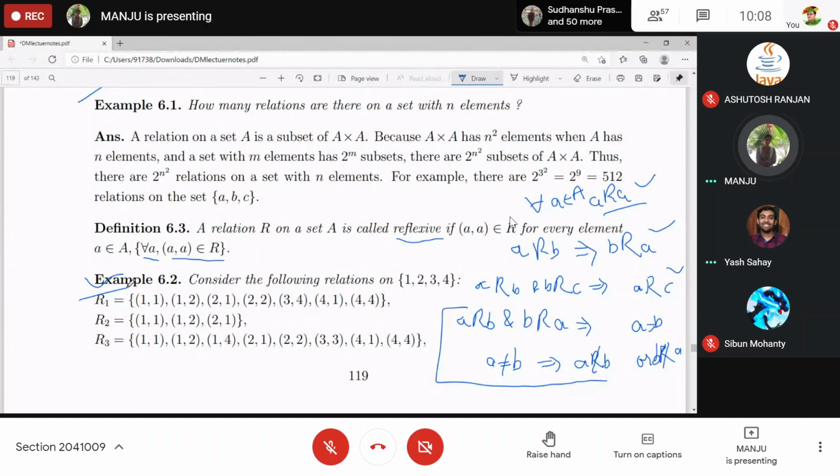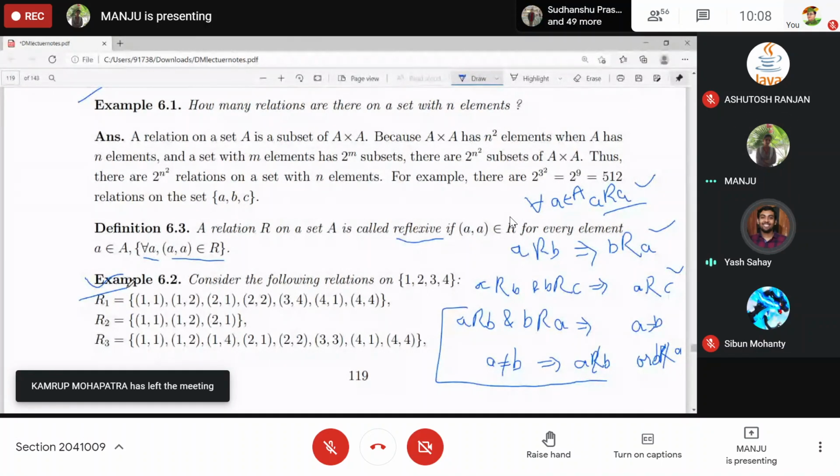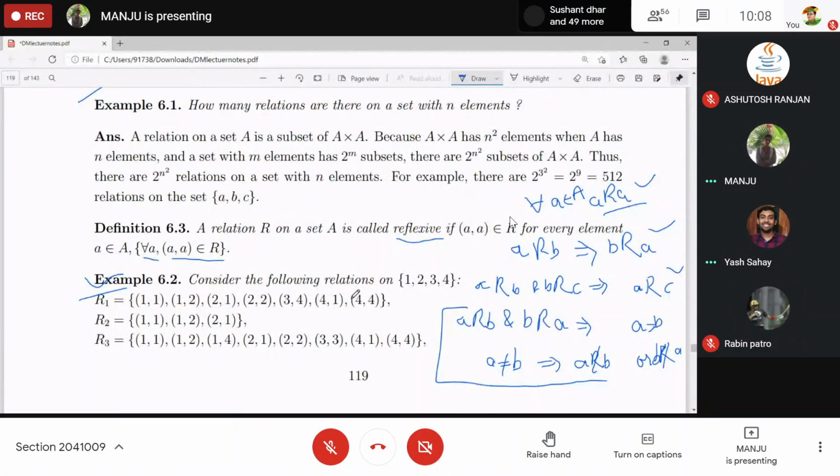Yes, tell me. Ma'am, not reflexive. Why not? Because the pair 3, 3 is not present. So for reflexivity, A should be related to A for all elements, right? So 3 comma 3 is not present, that's why not reflexive, okay? The first one, not reflexive.